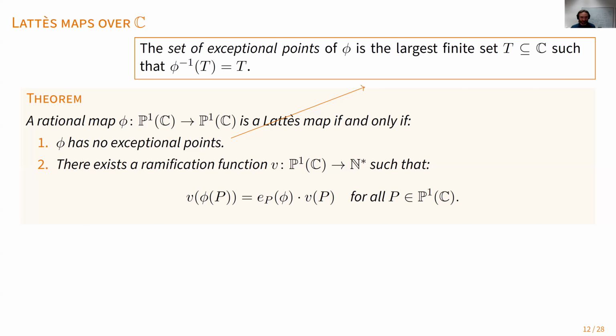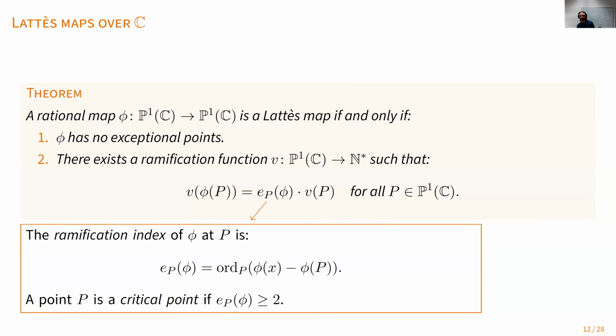But the most tricky part is that if you want to have a Lattès map, you need to be able to construct this so-called ramification function that needs to take into account the ramification at points. You want this function to be almost everywhere 1, but as soon as you encounter a point with multiplicity larger than 1, you need this function to reflect this on the next point. We will see this in an example, which will make everything more clear.